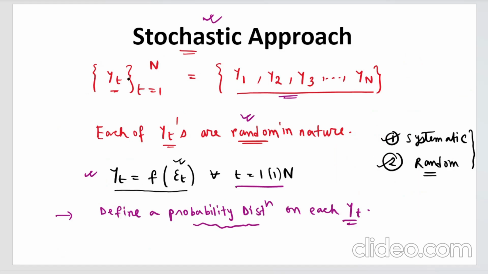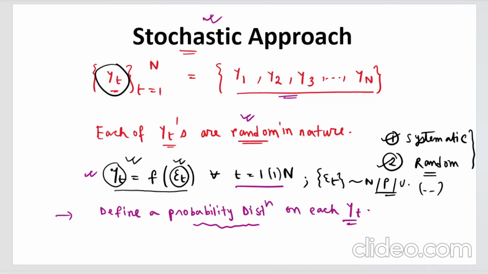Here we will say the individual yt values are themselves random. Why are they random? Because they are a function of some random component epsilon t. In questions, the distribution of epsilon t will be known to us. Suppose epsilon t follows a normal, Poisson or uniform distribution, so some known distribution with known parameters. These parameters will be given to you in the question. So all you need to do is find the features of yt in order to model it.